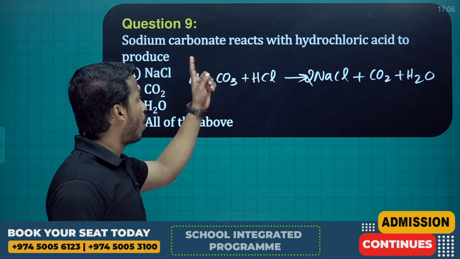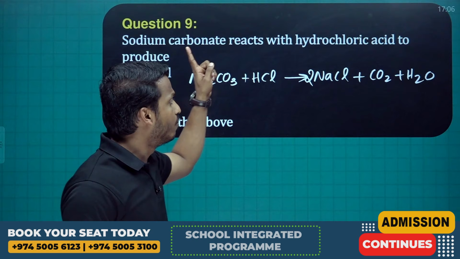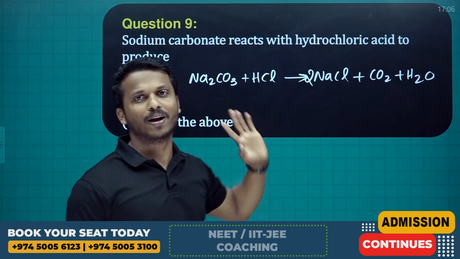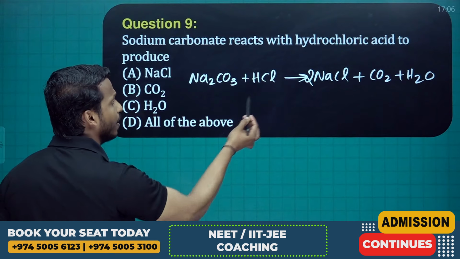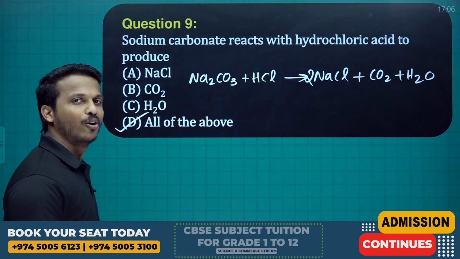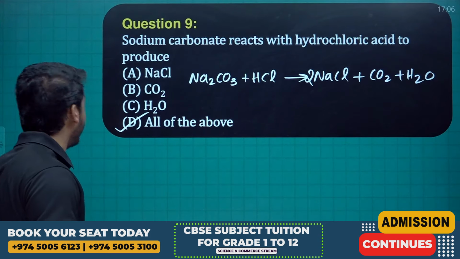So my dear student, when an acid reacts with the metal carbonate, we will get salt, water and carbon dioxide. So where is it? Yes, NaCl is forming, carbon dioxide is forming, all of these are forming. So the reactions are very important to know, my dear student.